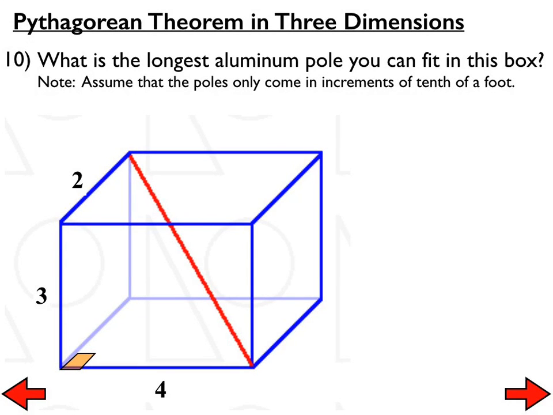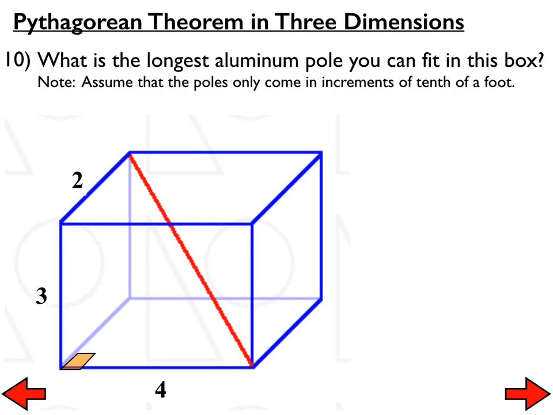Now we take the Pythagorean theorem to 3 dimensions. Here we have a prism, a rectangular prism. And we're trying to figure out the longest aluminum pole that you could fit in that box if it went from one corner down to the lower corner. So that's represented by that red line right there. Well, in order to do that, we would basically have to do the Pythagorean theorem twice.